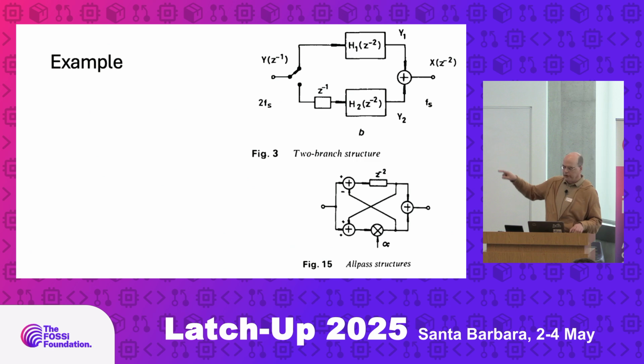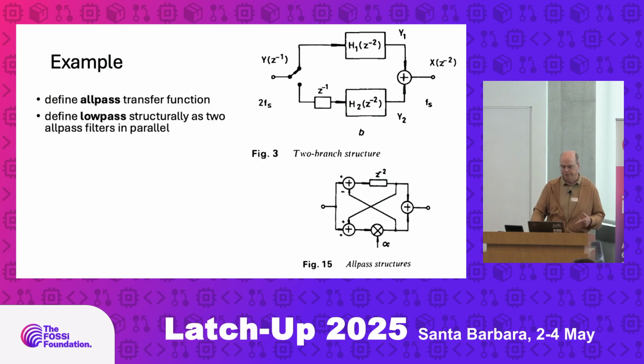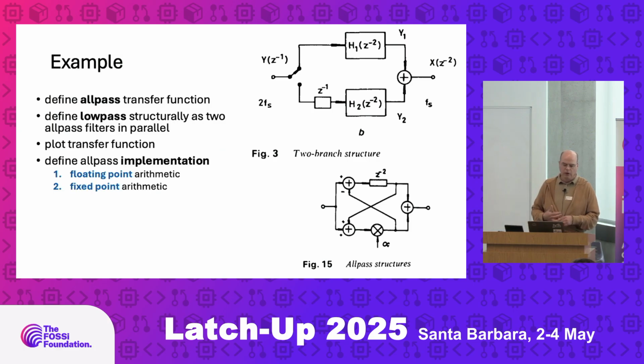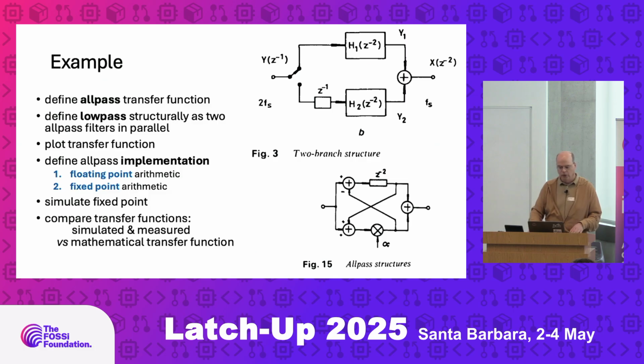So on the bottom right there, that's the structure of the all-pass. And then the top, that's the low pass, with two all-passes in parallel, one with an extra delay. So we're going to define the all-pass transfer function, define the low pass structurally as two all-pass filters in parallel. We're going to plot the transfer function, and then make a fixed point version of the all-pass filter in a two-step process, starting with the floating point one and then moving on to the fixed point. We're going to simulate the fixed point, and then we're going to compare.